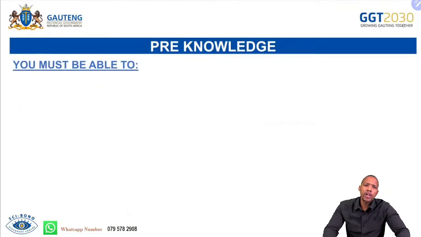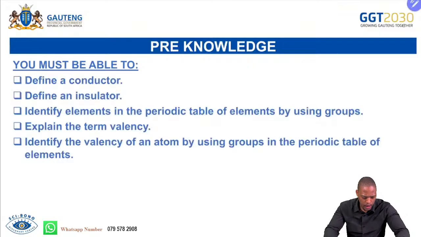What knowledge should we come to this lesson with? What are the things we should remember, things that we have learned previously? We must be able to define what a conductor is, and define an insulator. These are things we learned in previous grades, more specifically in grade 10.